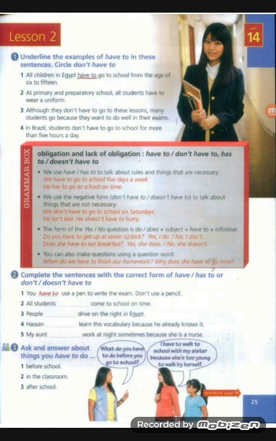Number 4, Hassan learns his vocabulary before he already knows it. Because he already knows it. Yes, don't have to because he already knows it. Number 5, my aunt works at night sometimes because she's a nurse. Yes, she has to. She has to work at night because she is a nurse.